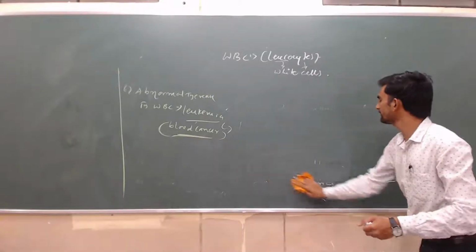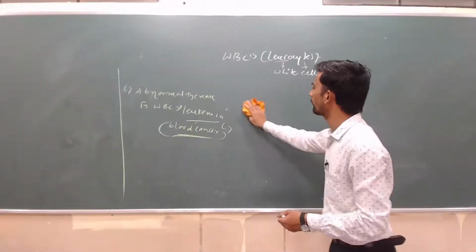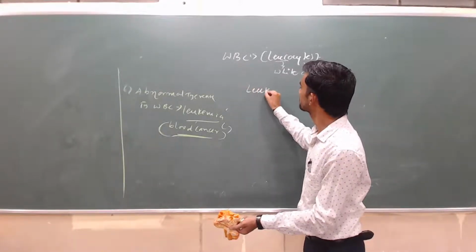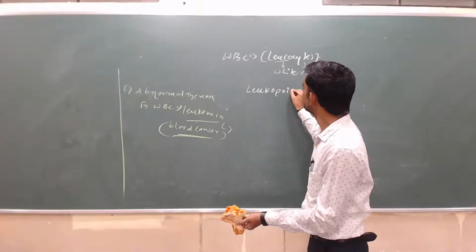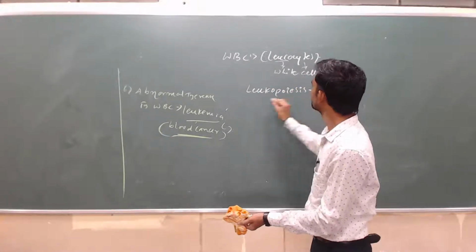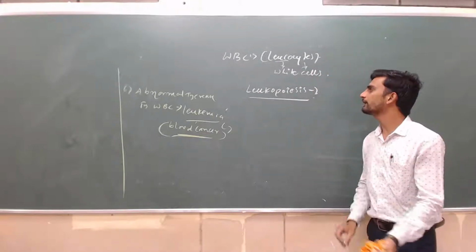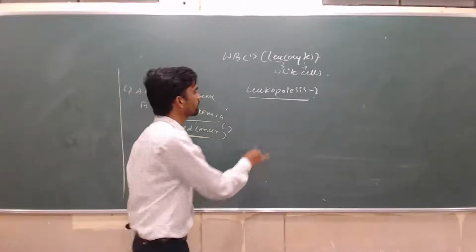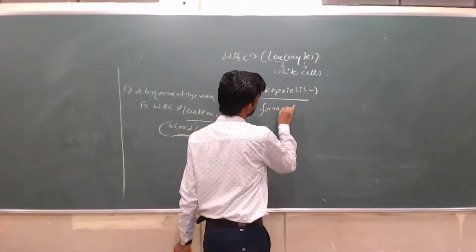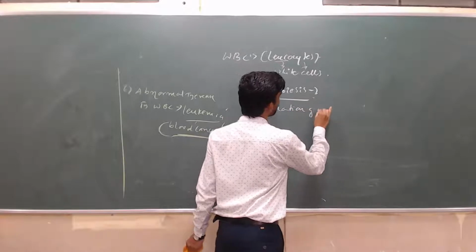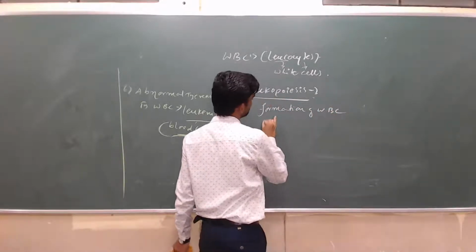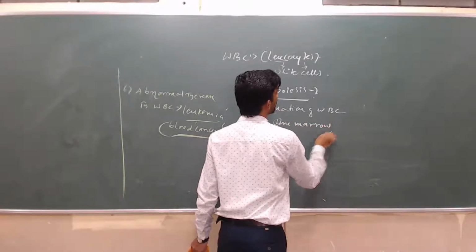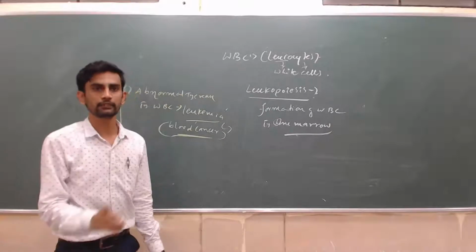And what is the formation of WBC in bone marrow? We call it leukopoiesis. Leukopoiesis, leukopoiesis. Formation of WBC in bone marrow. One more thing about RBC, when you compare with this WBC, you should remember.